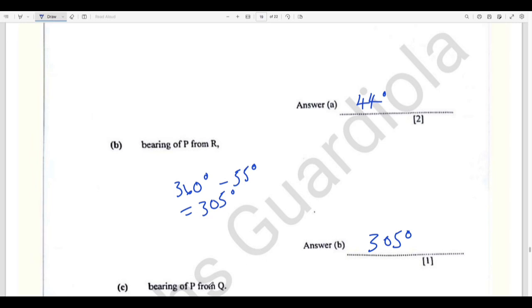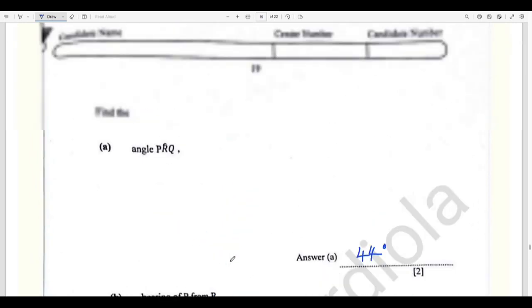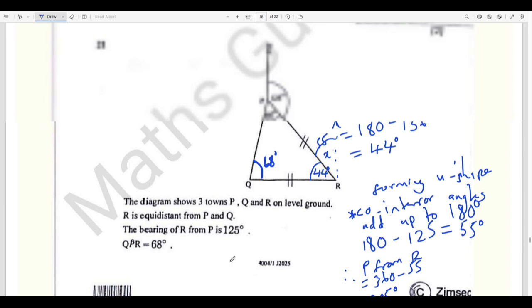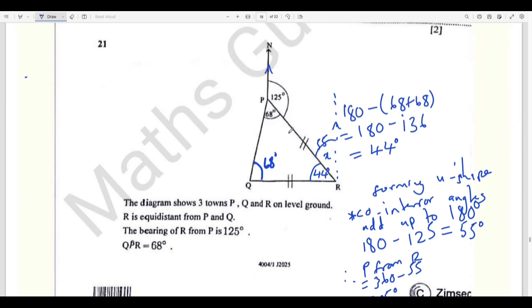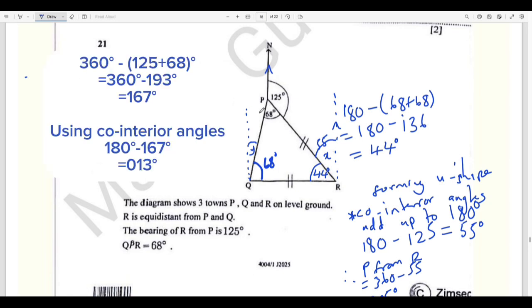Then the next part says calculate the bearing of P from Q. You can tell from the diagram that it's going to be a bit complex, but no need to worry. Let's draw again this true north, and then we need to calculate that angle there. Let's call it Y. Again, we're going to form co-interior angles there, and we can also tell that there is some relationship which we need to work out here.